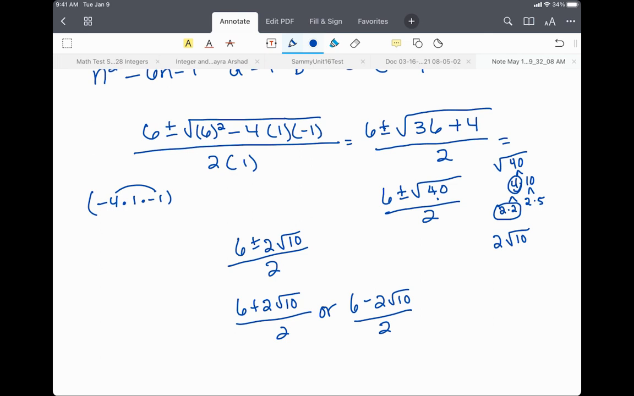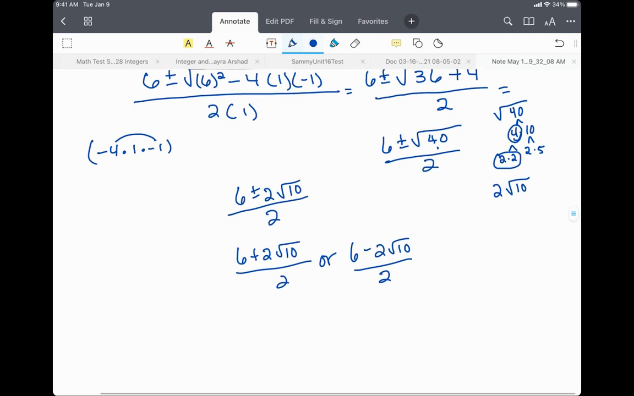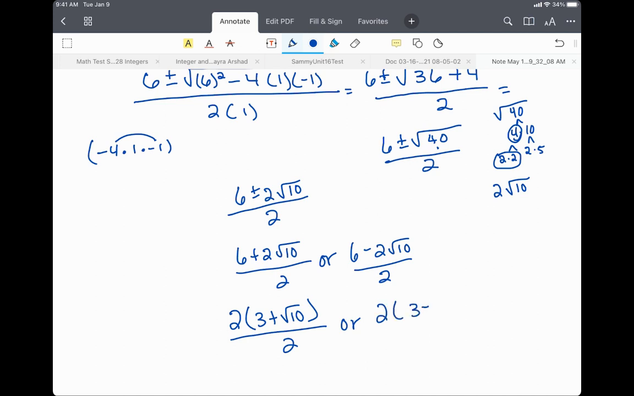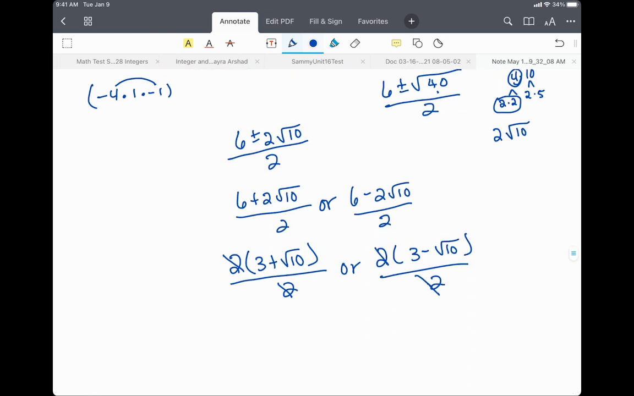And you know that 6 and 2, they have 2 in common, so I can factor out a 2. So that leaves me 3 plus the square root of 10 all over 2, and this one leaves me, if I factor out a 2, 3 minus the square root of 10 all over 2. And then you can eliminate the 2's because they have that in common, and remember, you can't eliminate if it's adding or subtracting, but you can eliminate if it's being multiplied. So then you have 3 plus the square root of 10, or 3 minus the square root of 10.